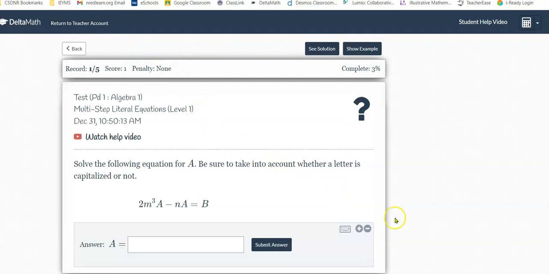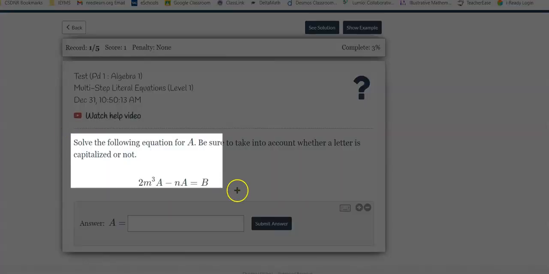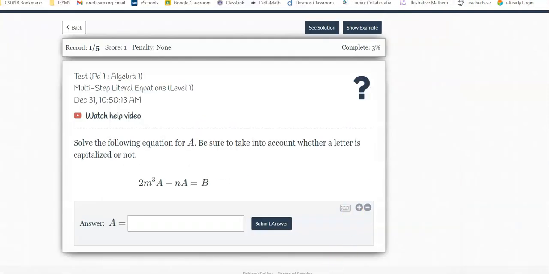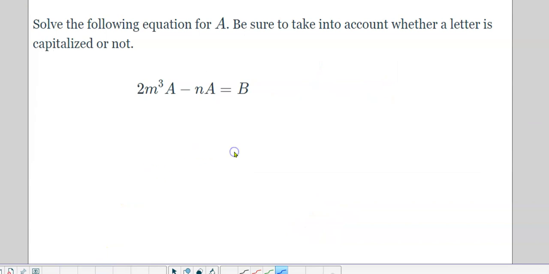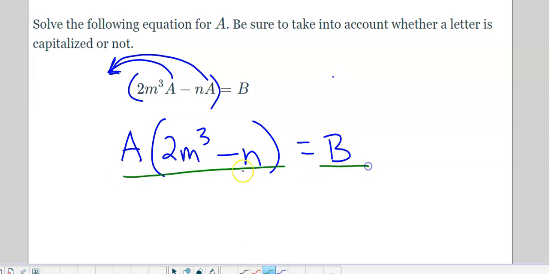All right, let's try the next one. Okay, so they want us to solve the following equation for A. Let me take a quick screenshot here, move to my other screen, and place it here. So we want to isolate A. Again, we have an A in two different terms. So I'm going to use the same math move that I used last time, which is I'm going to pull that A out of this quantity. So A is going to be factored out. 2m cubed minus n will remain. And I want to get A by itself, so I can simply remove this entire quantity 2m cubed minus n.